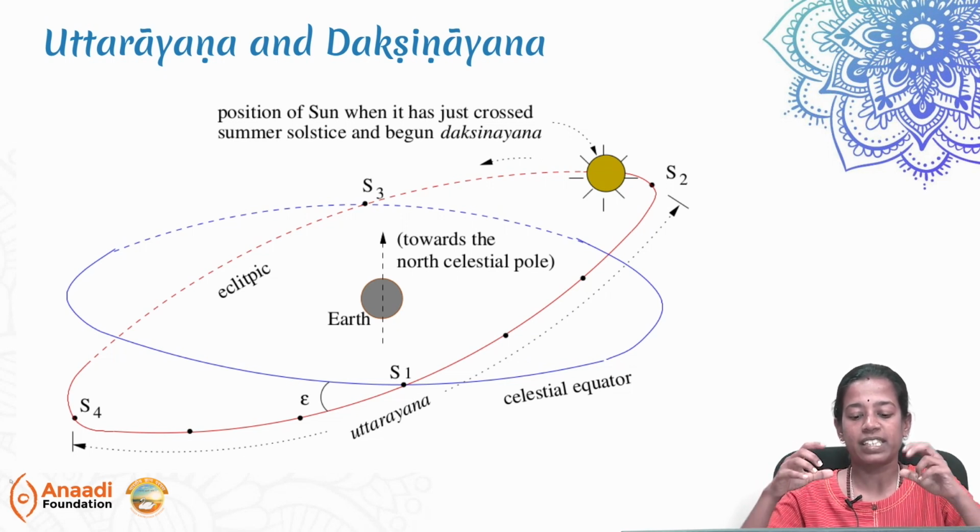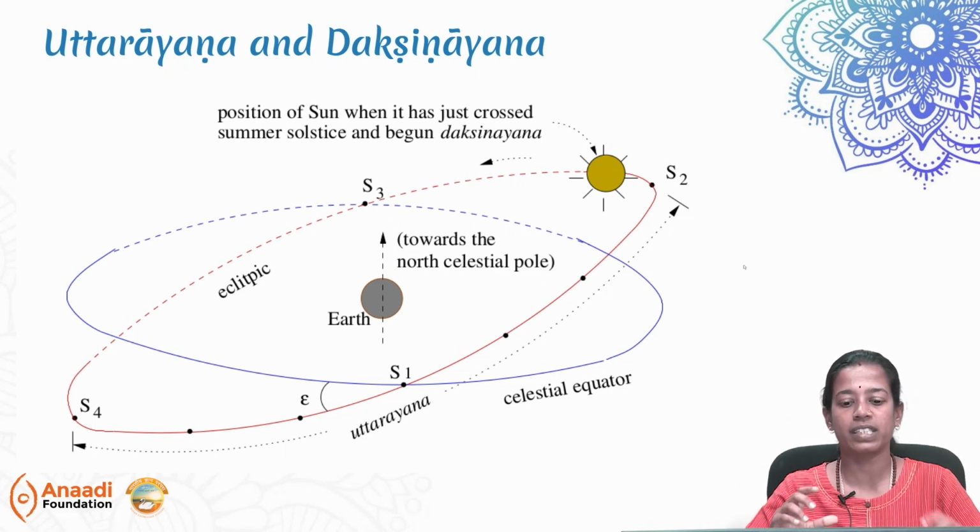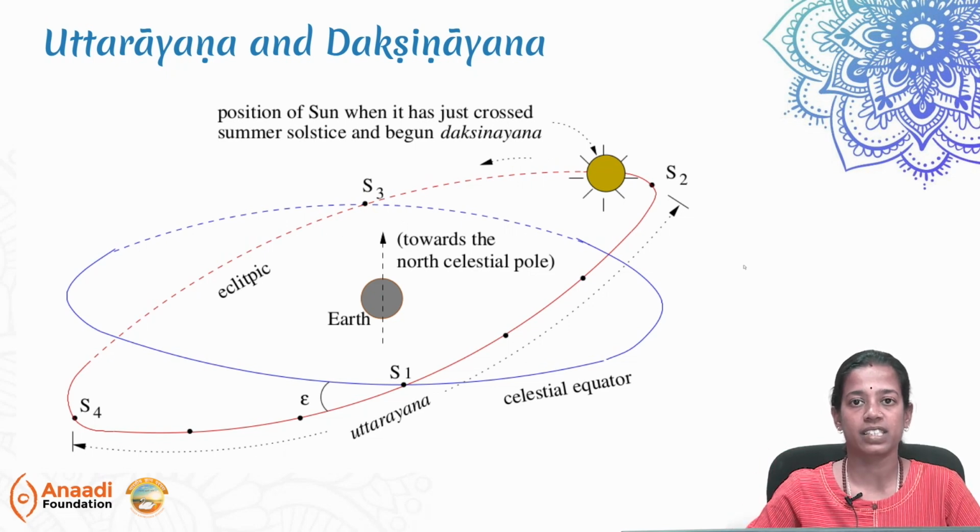Observe these two great circles on the Khagola. The Khagola is the celestial sphere, which is depicted like this in the picture, and let's focus deeply on the two great circles, which are the ecliptic and the celestial equator. If you see the points from S4 to S2, when the sun is traversing from S4 to S2, which is winter to summer solstice, that is the Uttarayana period. And when the sun traverses from S2 to S4, which is summer to winter solstice, that will be the Dakshinayana period.